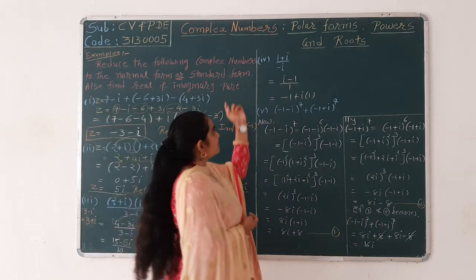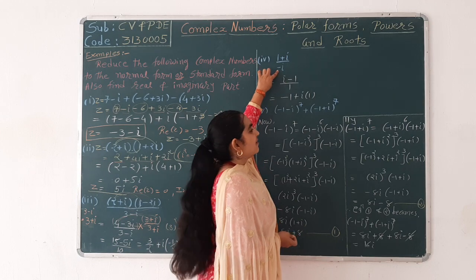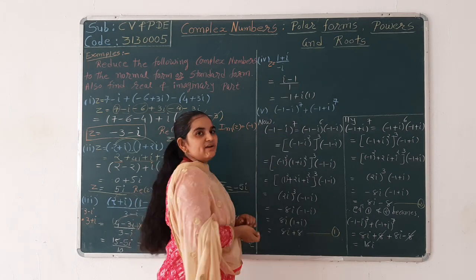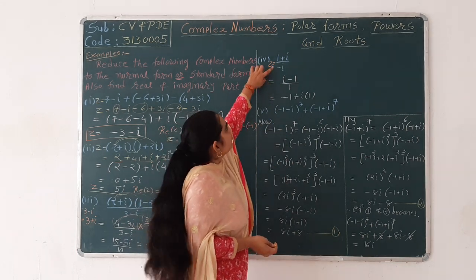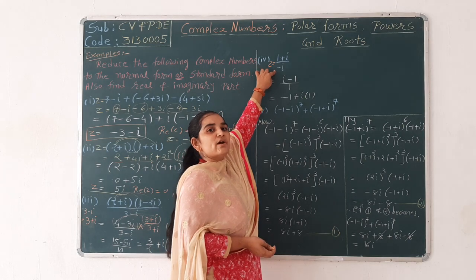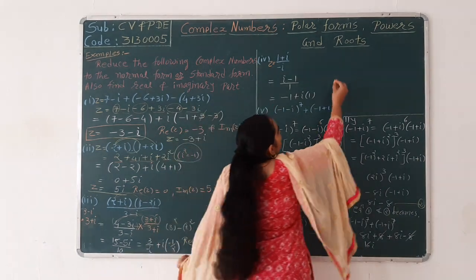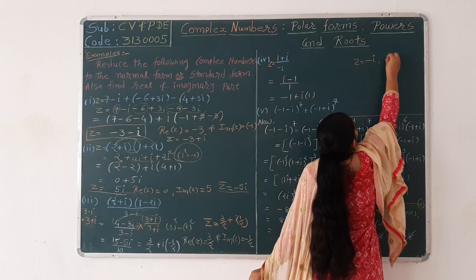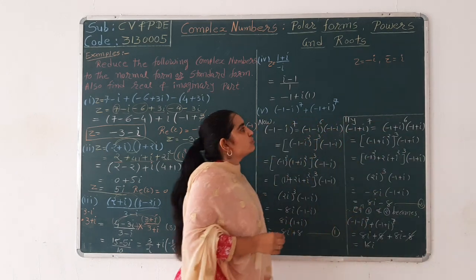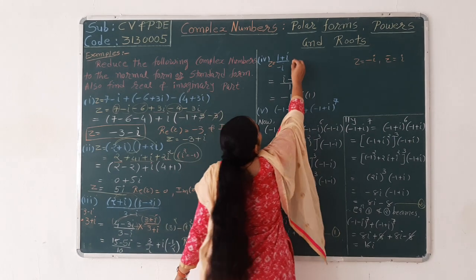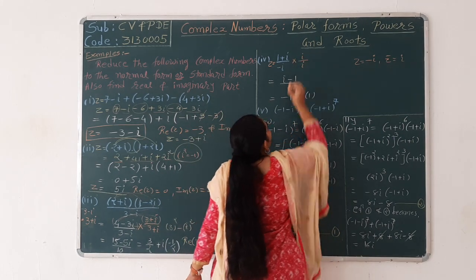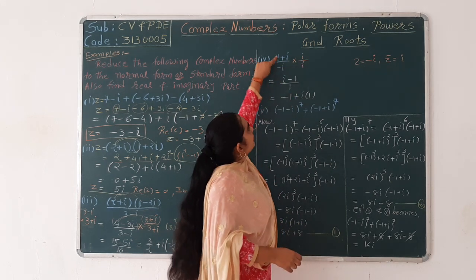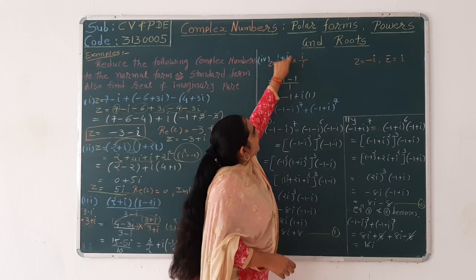Now the next example, 1 plus I divided by minus I. First we consider Z. Your Z is equal to (1 plus I) divided by minus I. Here the denominator is minus I, so we have to multiply by its conjugate. What is the conjugate? If Z is equal to minus I, then Z bar is equal to I. This is the conjugate of minus I. Therefore we multiply and divide by I. Now 1 plus I into I, that means I into 1, I plus I square.